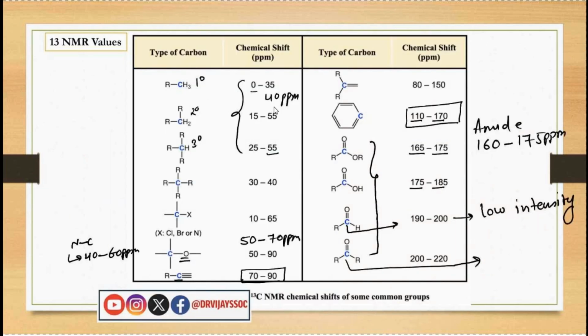Here are some chemical shift values for carbon. When it is primary, it comes up to 35 ppm. When it is secondary, it is slightly de-shielded. Tertiary comes at a maximum of 55 ppm.